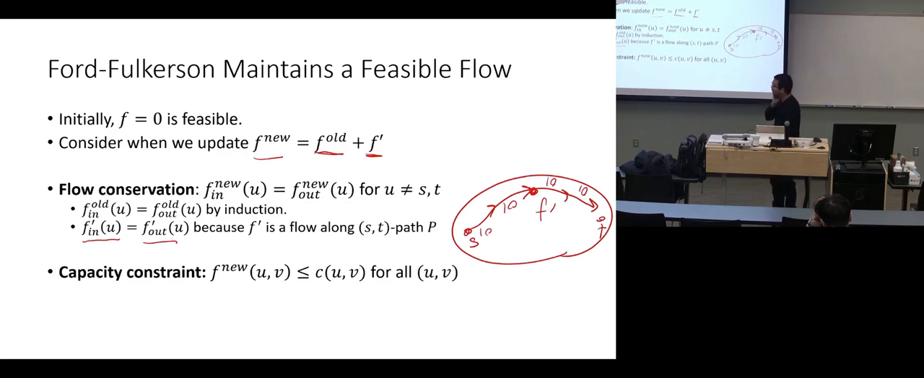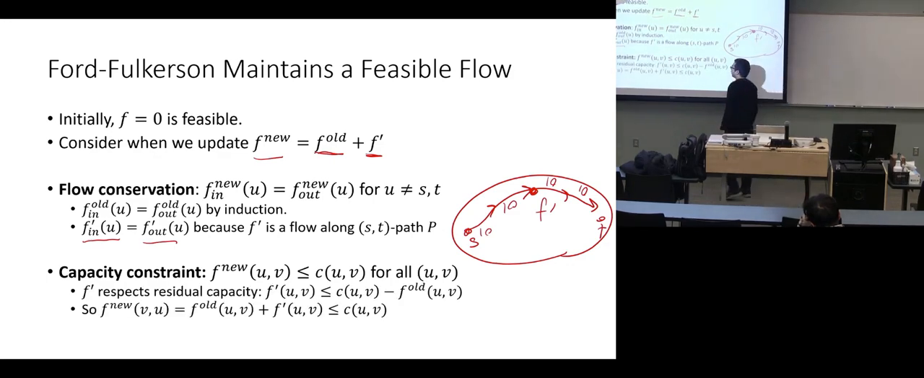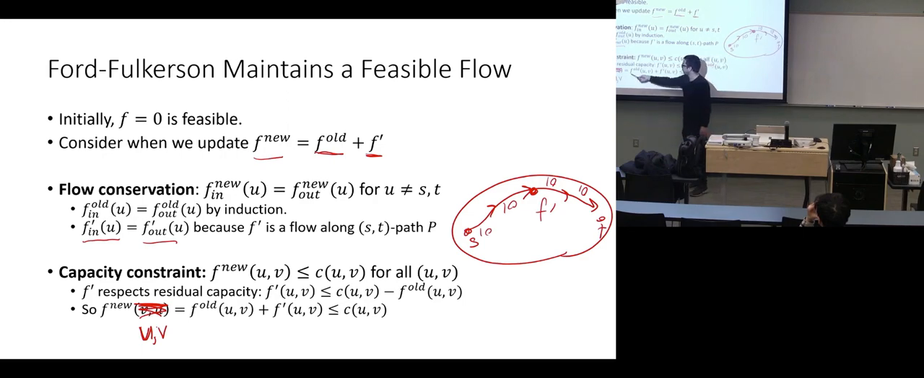How about the capacity constraint? You have the flow of f new from U to V. It is just the sum of the flow of f old and f prime, right? But now f prime respects the residual capacity, meaning that the amount of flow on f prime is at most capacity minus f old. So now when you add this up, it's at most the capacity.